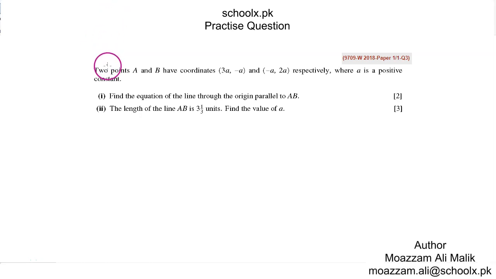In this question, it says two points A and B have coordinates (3a, -a) and (-a, 2a) respectively, where a is a positive constant. Find the equation of the line through the origin parallel to AB.